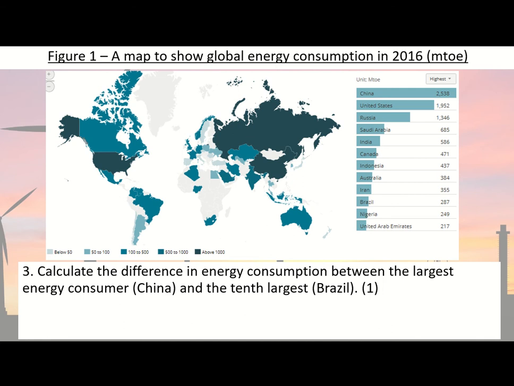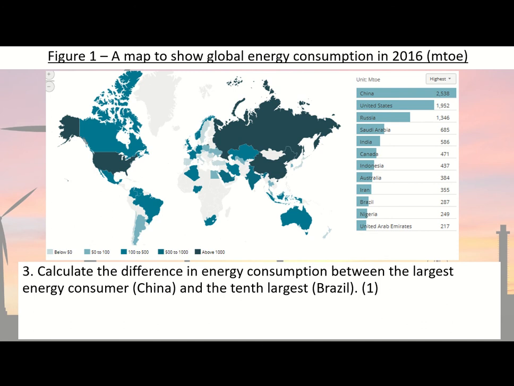Calculate the difference. Again, some good exam practice skills here, because you will get questions like this. They'll give you a resource with numbers on it, with trends on it, with patterns on it. You will be expected to be able to get the answers from there quite quickly. So calculate the difference in energy consumption between the largest energy consumer, which is China, and the 10th largest, which is Brazil. So just calculate the difference between Brazil and China. Pause the screen to do that. It should only take you about 20 seconds.